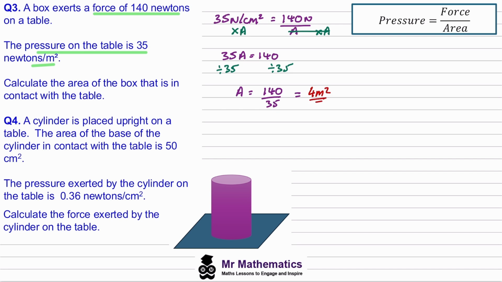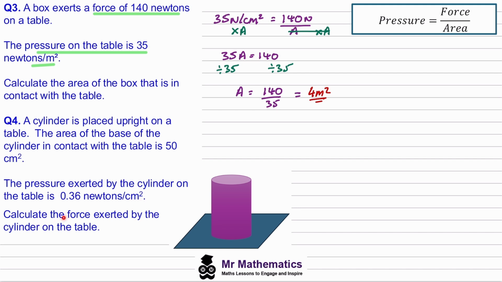Okay? For question 4, a cylinder is placed upright on a table. The area of the base of the cylinder in contact with the table is 15 centimeters squared, and the pressure exerted by the cylinder on the table is 0.36 newtons per centimeter squared.